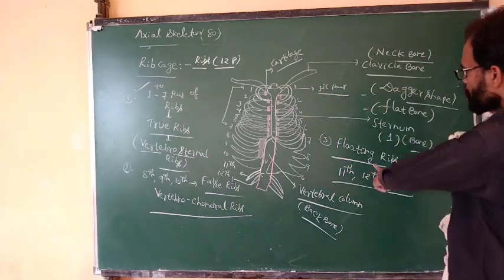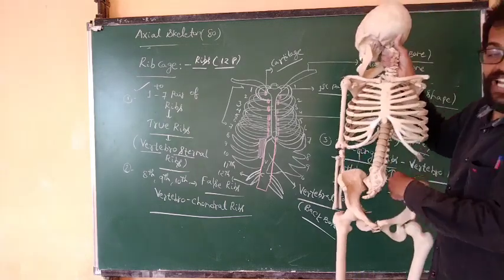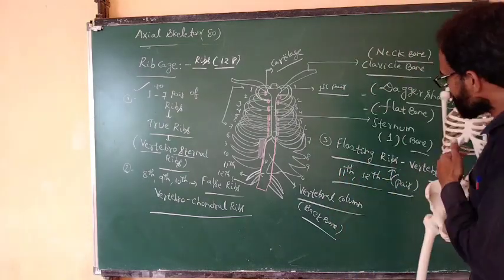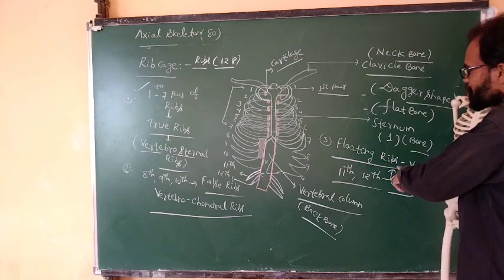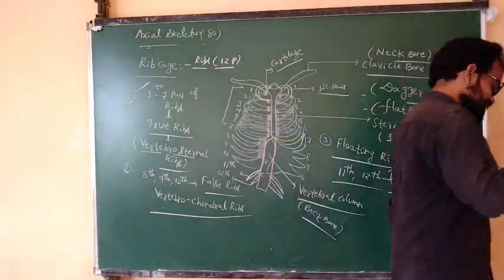Vertebrochondral ribs. Next one, the floating ribs. These 2. It is nothing but 11th pair and 12th pair. These ribs are nothing but floating ribs.